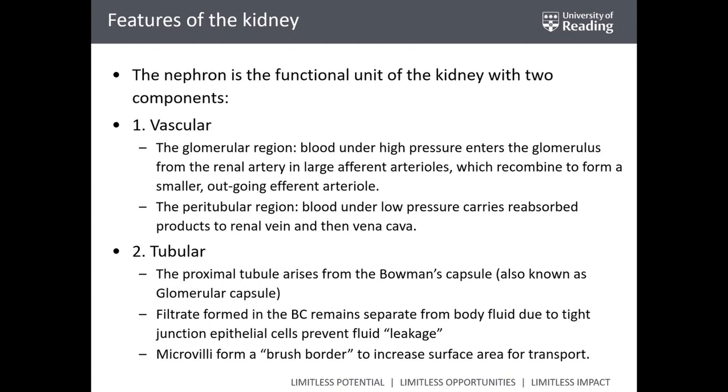The tubular region is the one that contains the filtrate, so to speak. So the proximal tubule arises from the Bowman capsule, also known as the glomerular capsule. The filtrate that forms in the Bowman's capsule, which receives the high pressure blood from the afferent arteriole, separates from the bloody fluid due to the tight junction epithelial cells, which do not allow the leakage of fluid. And the tubular regions, so these tubes pretty much, contain microvilli or a brush border to increase the surface area for transport.